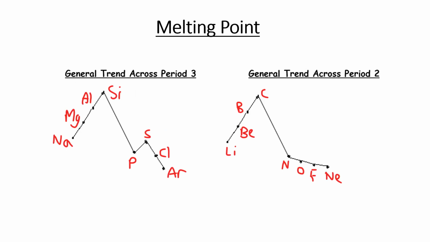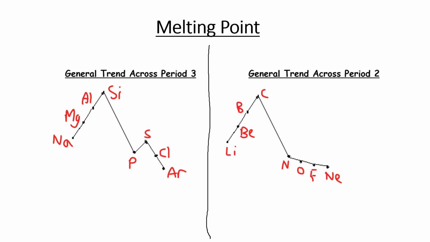The next set of trends we need to look at is melting point. And we're going to look at the trend in melting point as you go across a period and try and explain what's happening. So let's have a look at period 2 to start with. Hopefully you can see that as you go from lithium to beryllium to boron to carbon, it just increases. Then there's a massive drop in melting point as you go down to nitrogen, then to oxygen, then to fluorine, and then to neon. And we need to be able to explain this trend. So let's give it a go.